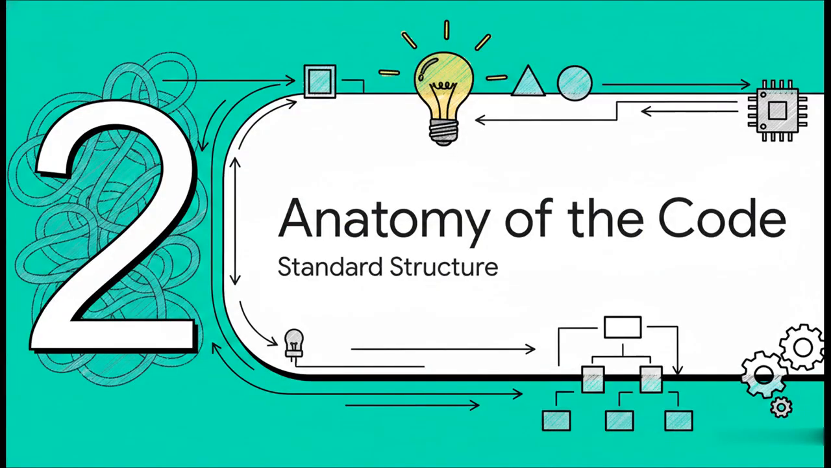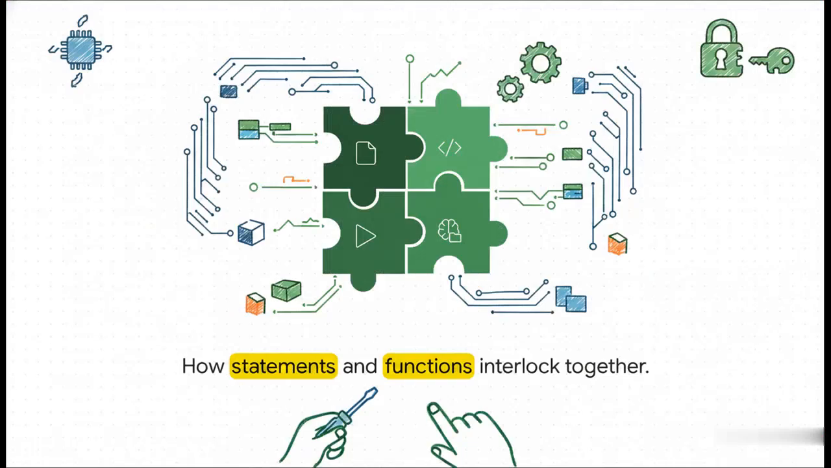Moving right along to part two, anatomy of the code. We really need to demystify that intimidating blank page you get when you start a brand new project. Every embedded C program follows a standard structure. Honestly, it's best to think of it like a puzzle. The entire program is just a series of puzzle pieces interlocking together. You've got your simple statements, your data types, your variables, and your functions. You don't just sit down and write one massive, terrifying block of text. Instead, you build these small, perfectly manageable pieces that link up to form the actual brain of your hardware.